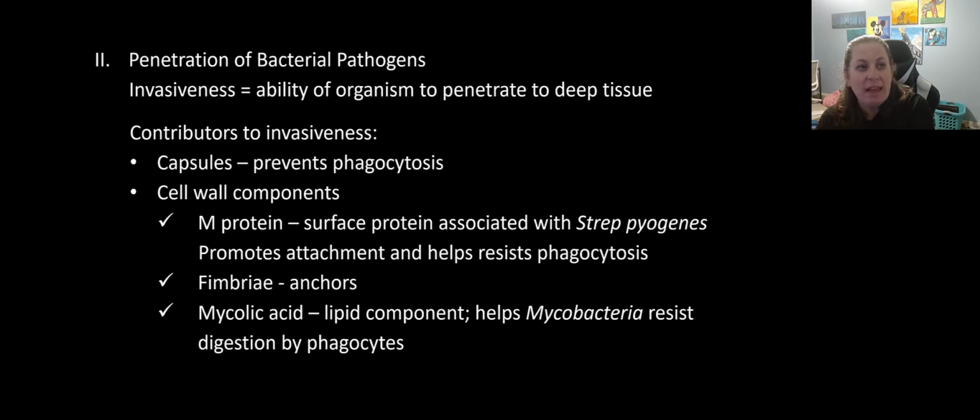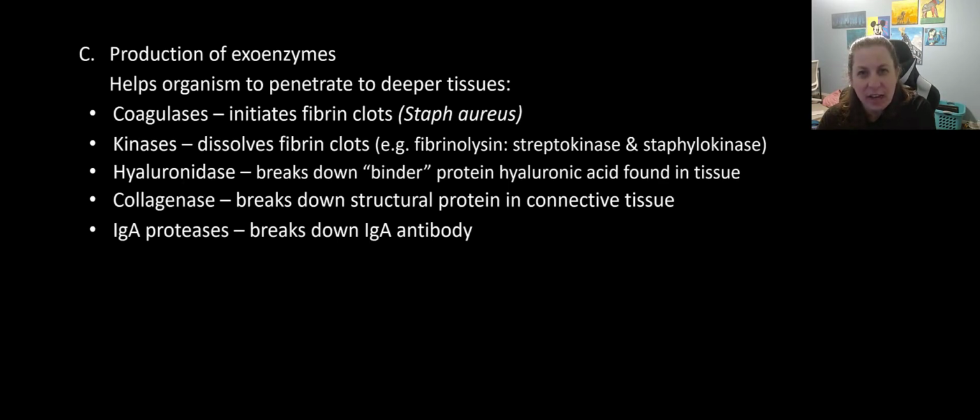The next way that they can have some invasiveness, and what we would even consider some virulence factors, is the production of exoenzymes. Okay, so let's take a look at this. We talked about enzymes way back in the chemistry chapter, like a couple of videos ago. And enzymes are proteins that speed up reactions and help do a job. Exoenzymes are ones that the cells release in order to help them penetrate deeper. These are going to help the organisms penetrate to the deeper tissue.